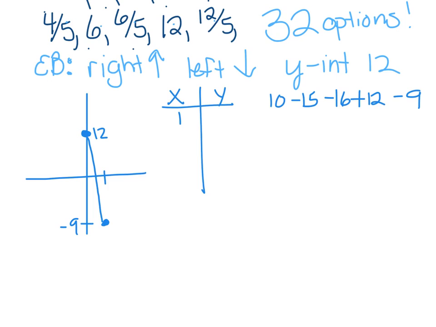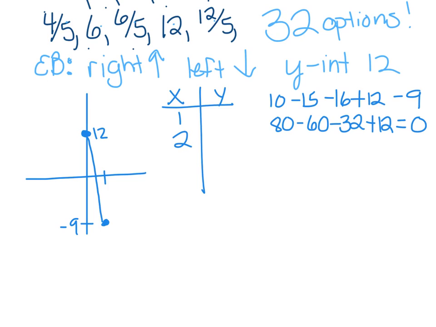And then let's try a 2. Plug in a 2, we get 10 times 2 cubed is 80. Minus 15 times 2 squared. 15 times 4 would be 60. Minus 16 times 2, so minus 32, plus 12 gives us 0.